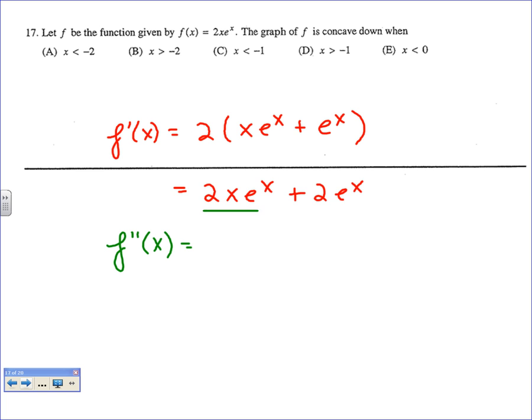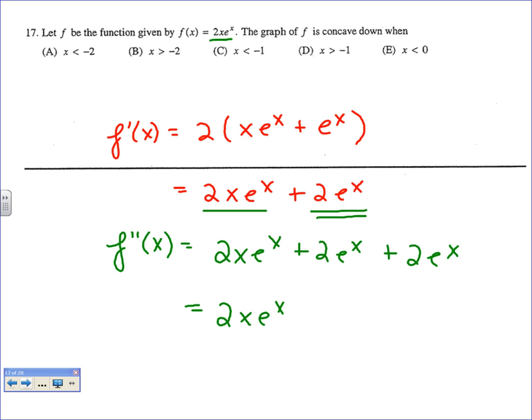Now, the second derivative will be taking that first derivative and taking the derivative of it. So the derivative of the first term is simply 2x e to the x plus a 2 e to the x. The derivative of the second term will be another 2 e to the x. So our second derivative is 2x e to the x plus 4 e to the x. And now we're asked, when is it concave down? Well, we'd want to factor out 2 e to the x from both and leave behind an x plus 2.